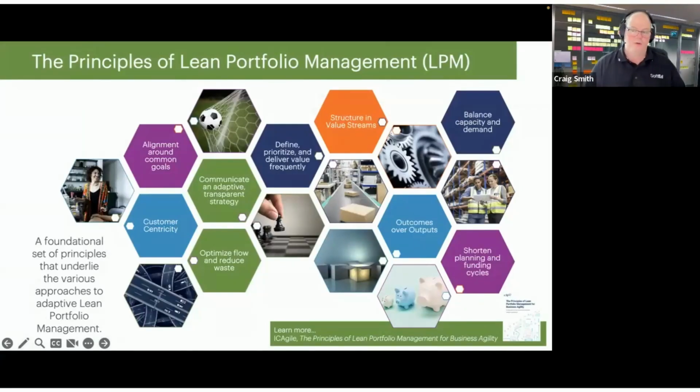So we're going to take a look through each of these one by one in more detail. But these are the principles that underlie what lean portfolio management is. And like any good set of principles, whilst we might be playing around in some of them, it's not until you realize all of these that you probably truly have met LPM. So let's go through the principles one by one very quickly.